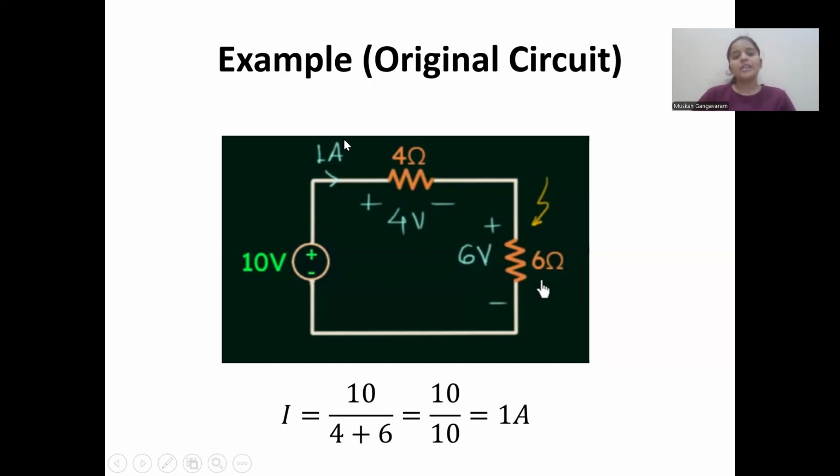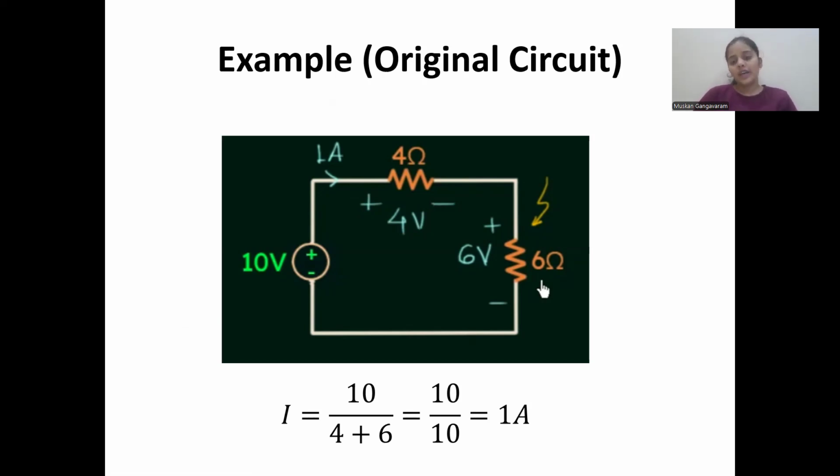Let us first calculate the current and voltage drops in this circuit. We calculate the current in this circuit with the formula I is equal to V by R equivalent. Here V is 10 volts and R equivalent is given by 4 ohms plus 6 ohms, as these two resistors are in series. When we calculate the current, we get the value as 1 ampere. As we have the current, we can calculate the voltage drops across each resistor. We get the values as 4 volts and 6 volts. The voltage drop is calculated by using the formula V is equal to IR.